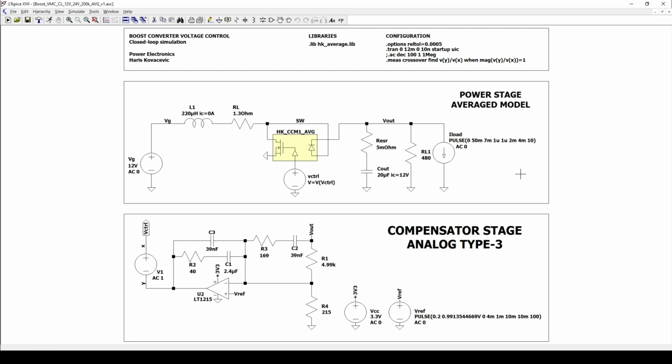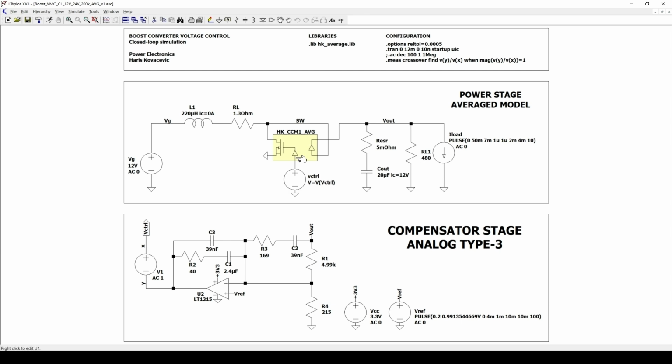Before we look at the control loop, here is a quick overview of the model. Although the real circuit uses a MOSFET and a diode, in this simulation they are replaced with an averaged model. The switching action is mathematically averaged into a continuous duty cycle input, so this model captures only the low frequency dynamics of the converter. This allows us to analyze the control loop without switching ripple and significantly speeds up simulation. The power stage still includes all important non-idealities, the inductor DCR, the output capacitor ESR, and as well the load resistance.